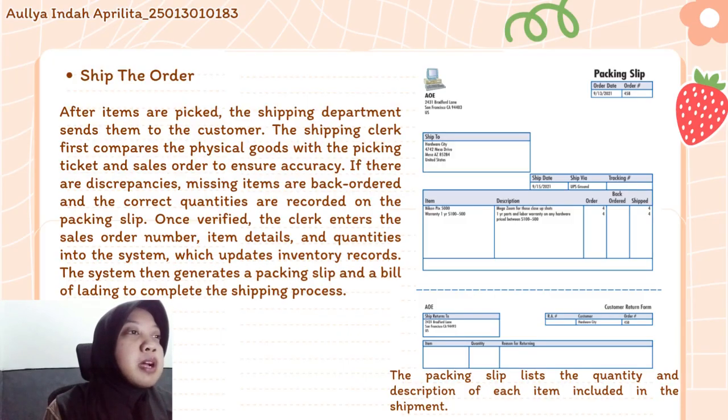And then the table with the information of the items. There is the item and then the description of the item, how much is ordered, the back order, and how much is shipped. Under all of it, there is a customer return form for customers returning damaged items. The packing slip lists the quantity and description of each item included in the shipment.